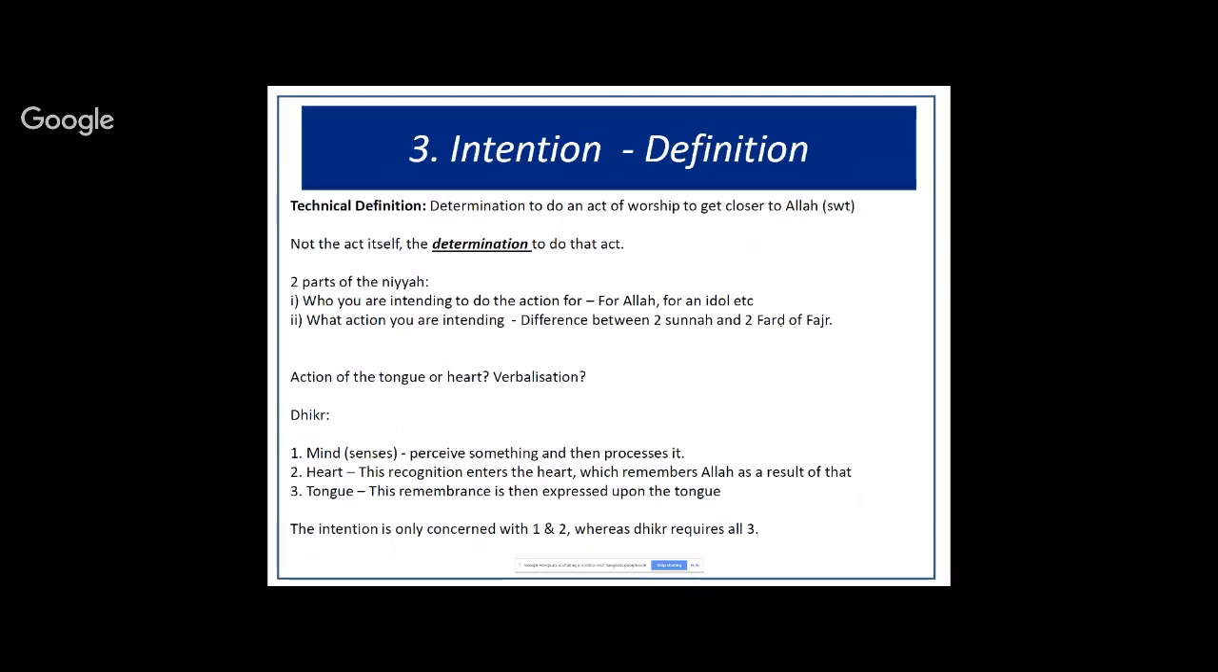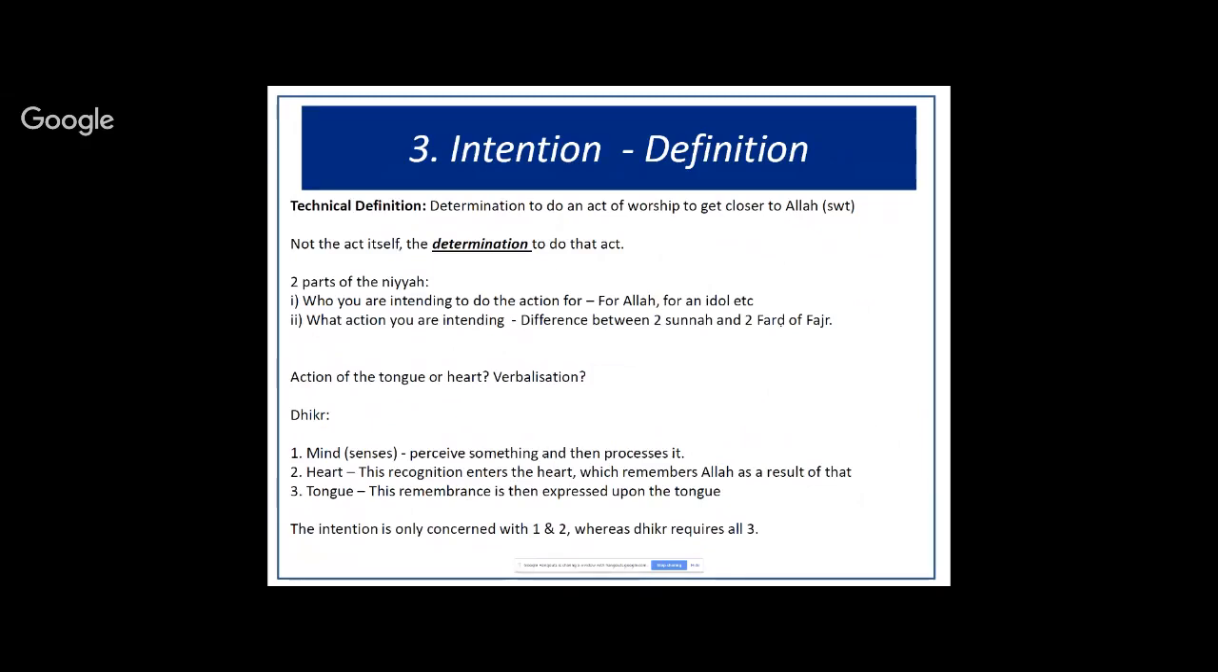And Shaykh Uthaymeen mentions that there are two parts of a niyyah. Number one is who you're doing the act for, who you're intending. So for example, are you doing this act for Allah subhanahu wa ta'ala, for an idol, or for praise? And the second part of the niyyah is what action are you actually doing?